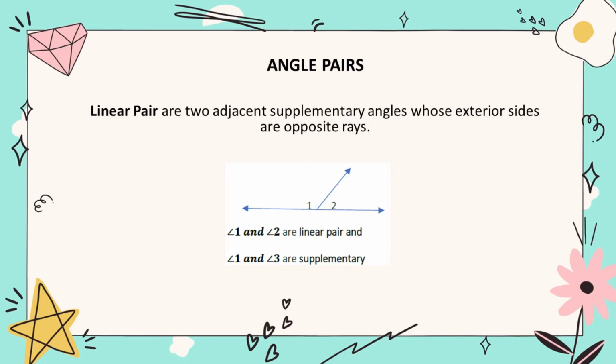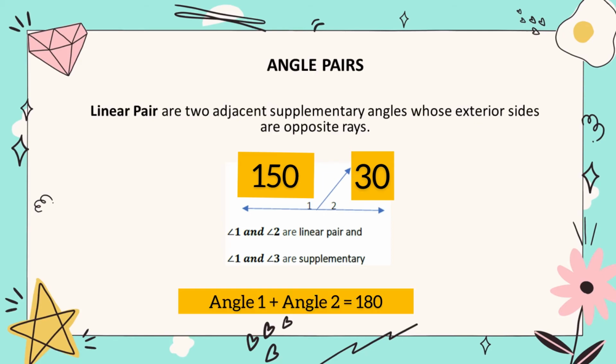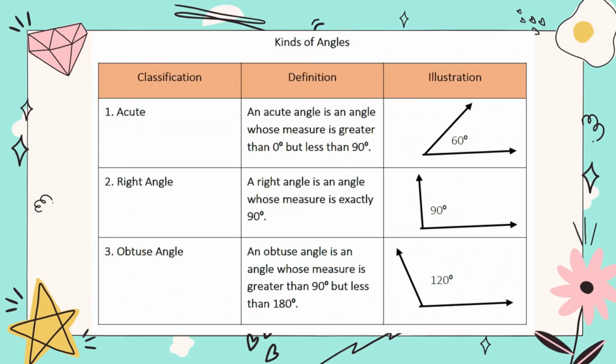So, for example, given that angle 1 and angle 2 is a linear pair, if ever angle 1 measures 150 degrees, so ano ang magiging measure ni angle 2? So, that is 180 minus 150 degrees. It is equal to 30 degrees. Because we all know that angle 1 and angle 2 is also supplementary. Now, let us talk about kinds of angles. We have acute, right angle, and obtuse angle.